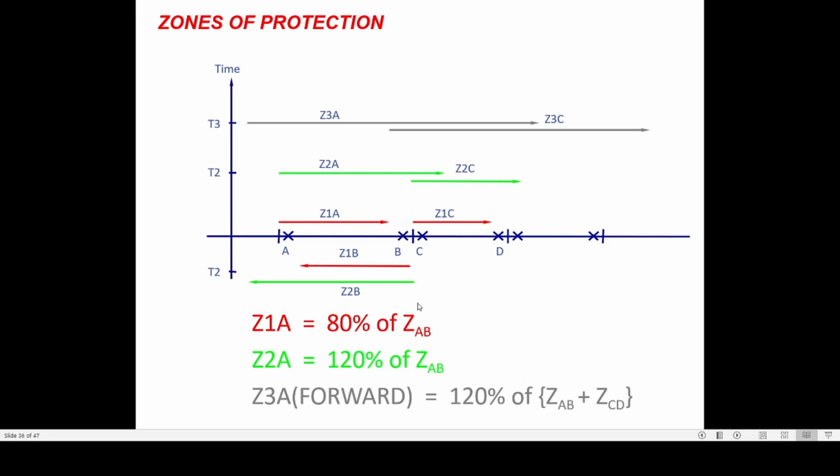So if you consider line AB plus CD, and then 120% of those lines, that means we will reach up to this point. And now in this case, even if all the errors are in the negative 5 direction, we will reach up to the remote bus of the remote bus. That means we will give complete remote backup of this substation C relay.